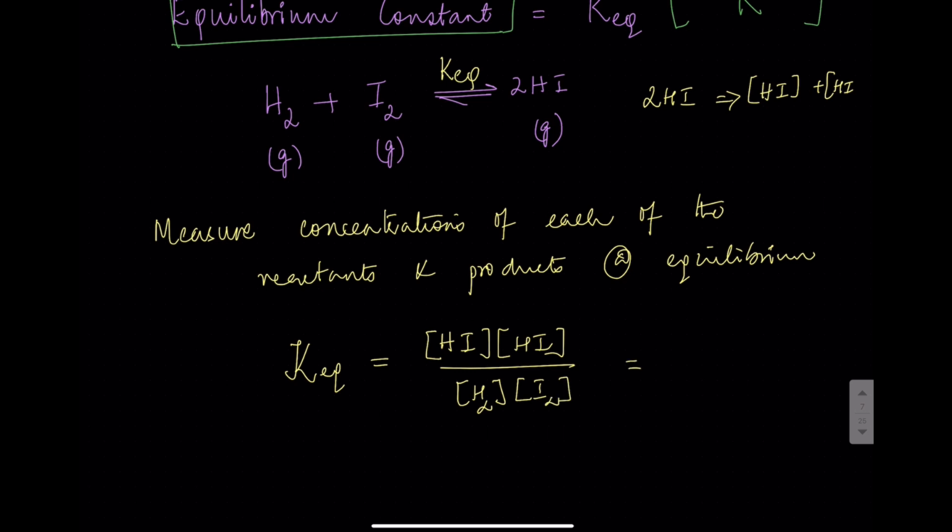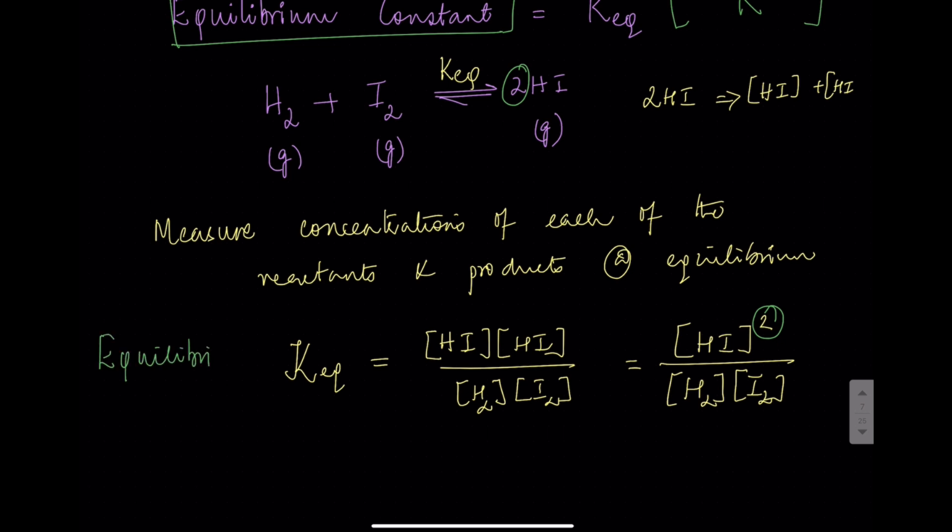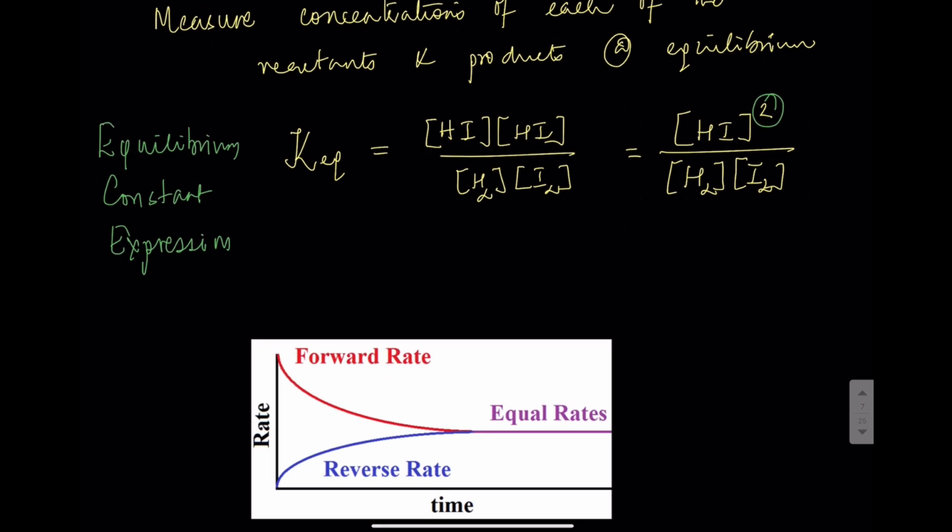So when you have two of these, we can square it, and that's where the coefficient becomes the exponent. So you can see that the coefficient in the reaction becomes the exponent term in the expression, K equilibrium. This is called the equilibrium constant expression. It's always products over reactants.